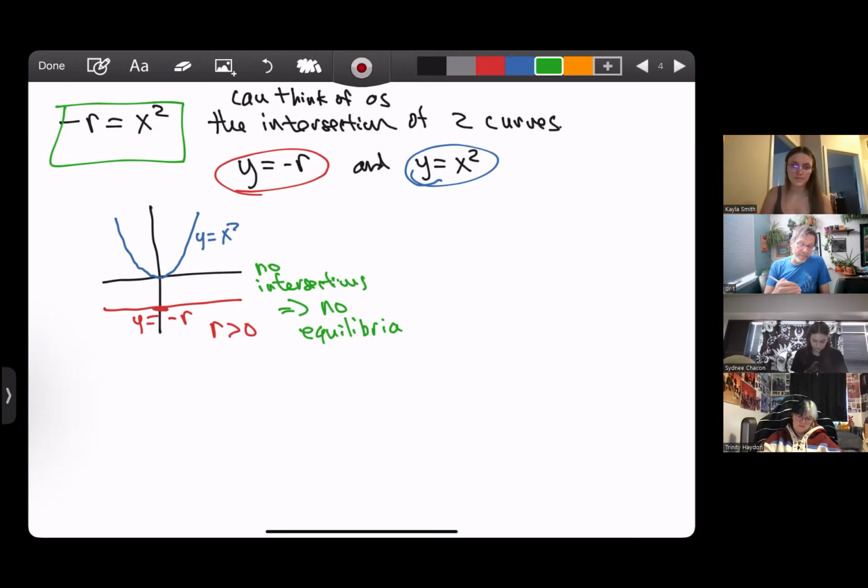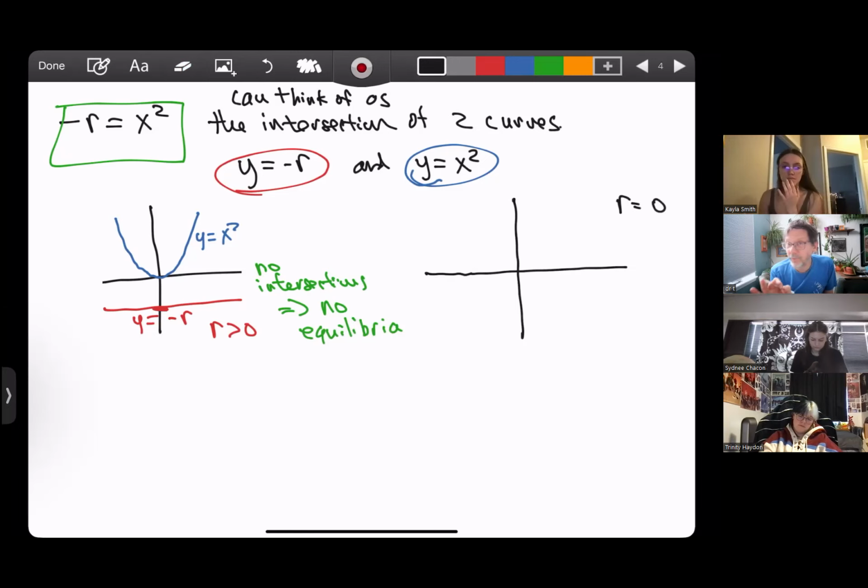But imagine what happens as I start to turn R to 0. As R goes to 0, this line moves up. You make this on paper, and then you play the game in your head. We're turning R down, because the larger R gets, the further that line gets away from the parabola. But as that line moves toward the parabola, when R equals 0, that's the first moment that they touch.